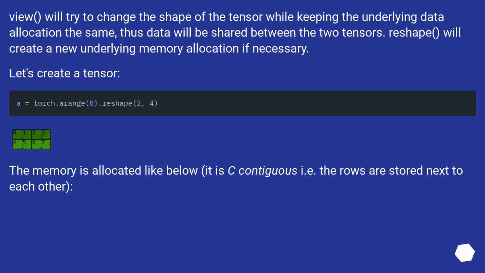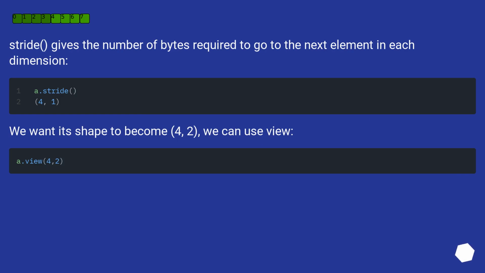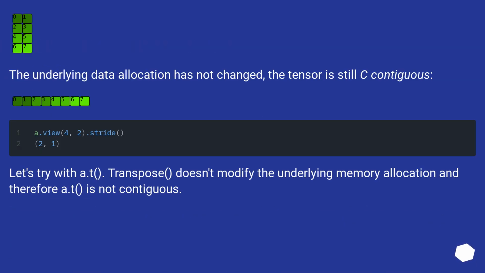Let's create a tensor. The memory is allocated like below. It is C-contiguous, i.e. the rows are stored next to each other. Stride gives the number of bytes required to go to the next element in each dimension. We want its shape to become 4, 2, so we can use view. The underlying data allocation has not changed, the tensor is still C-contiguous.